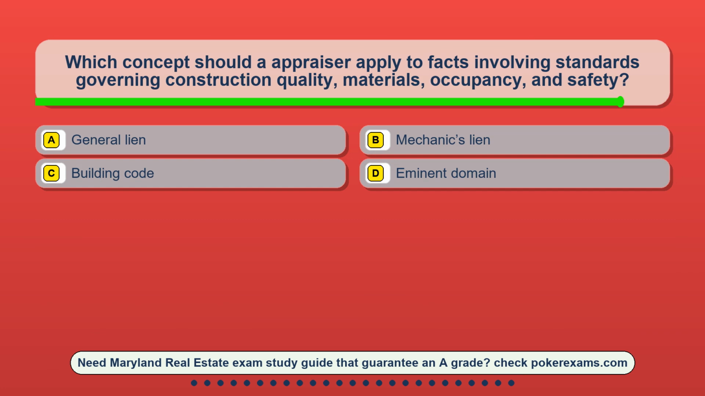Question 10. Which concept should an appraiser apply to facts involving standards governing construction quality, materials, occupancy, and safety? Option A, general lien. Option B, mechanics lien. Option C, building code. Option D, eminent domain.